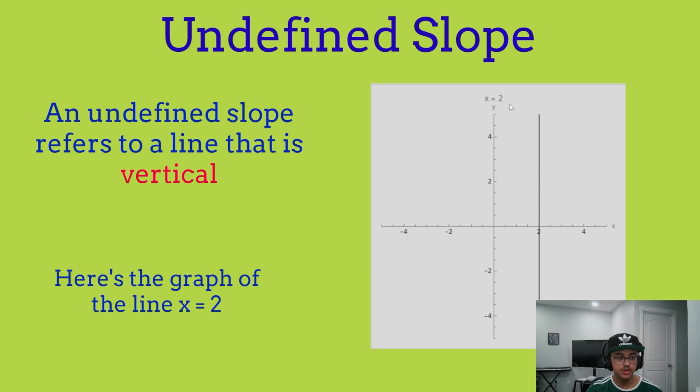If we use x is equal to -4, then it would be the exact same, but it would run through -4. So it's just the opposite of a zero slope, except it's on the x-axis instead of the y-axis.